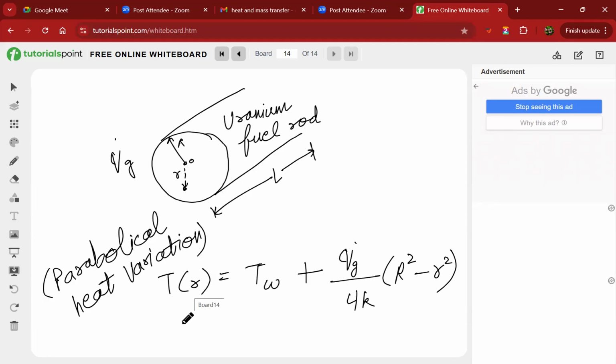And suppose I want to know the temperature at a particular distance small r, we can write it as Tw plus Qg by 4k into capital R square minus small r square. And what is the maximum temperature? The maximum temperature is definitely at the center of the uranium fuel rod, and it is given by Tw plus Qg by 4k into R square.